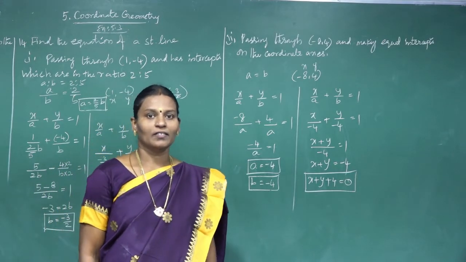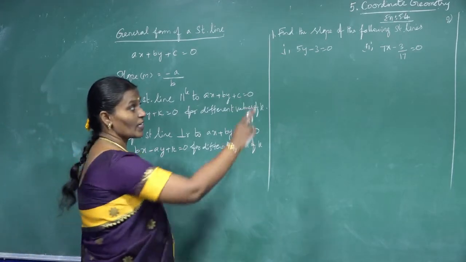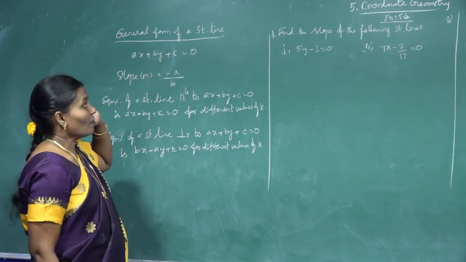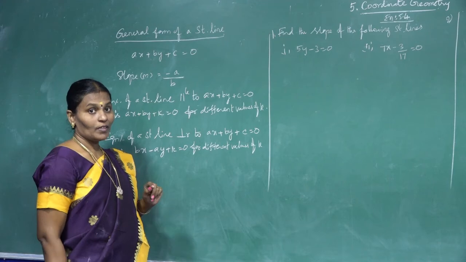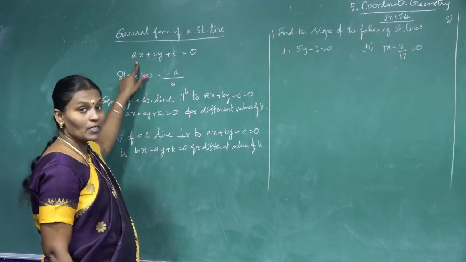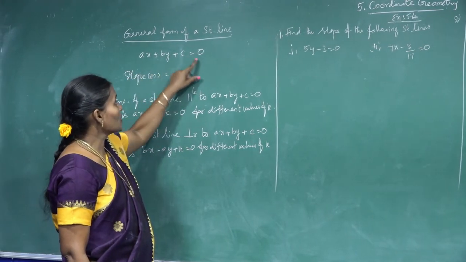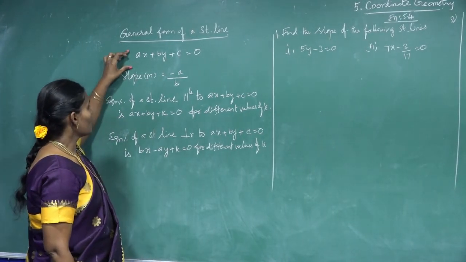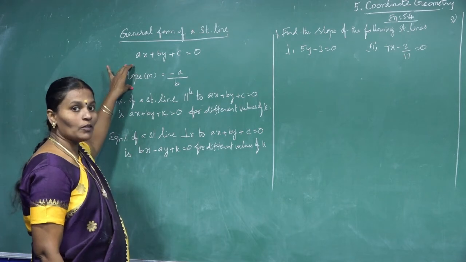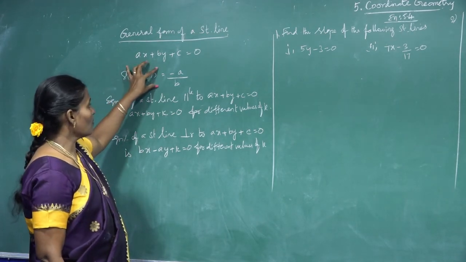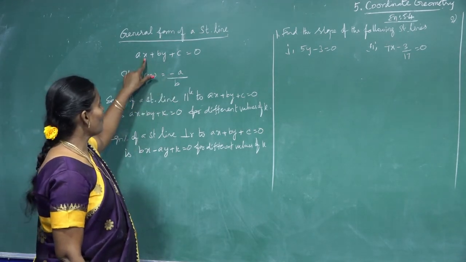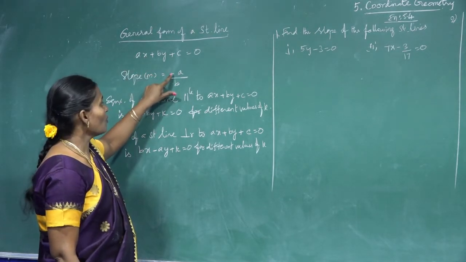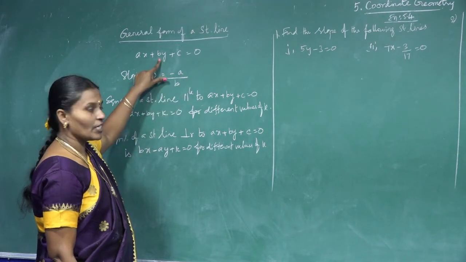Understood, children? Good. See, children, now we see exercise 5.4. See, the general form of a straight line, you know already. The equation of a straight line, general form is ax plus by plus c is equal to 0. So, if in this general form is given, how do you find out the slope? Slope m. The slope m is equal to minus coefficient of x. What is here coefficient of x? That is a. So, minus a by coefficient of y.